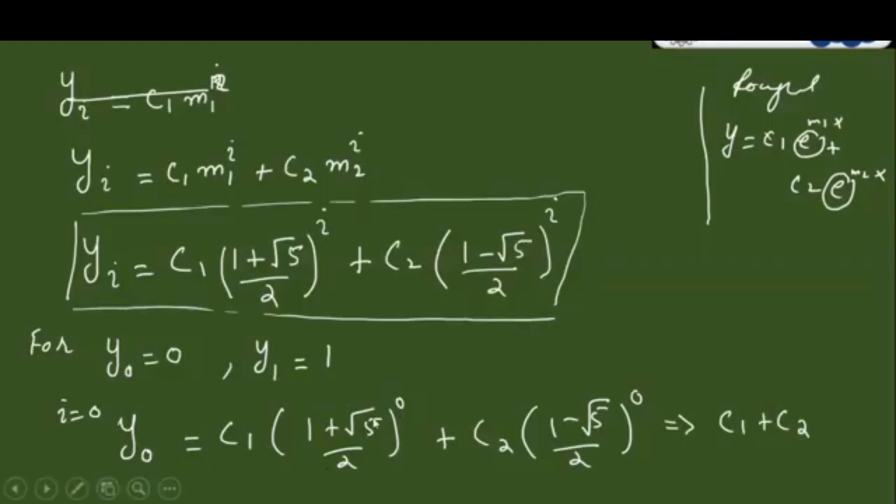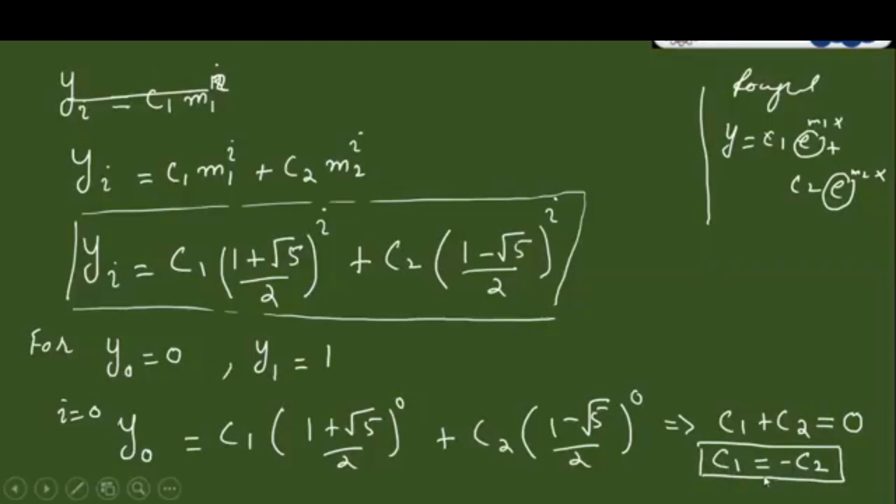I am writing this part first. So C1 times 1, C2 times 1, this part goes to 1. So this is C1 plus C2 equal to 0, because y naught has a value 0. So this is one condition, but I can find the relation very easily. This equation says that C1 must be equal to minus of C2. Okay, this is the condition, that C1 must be equal to minus of C2.